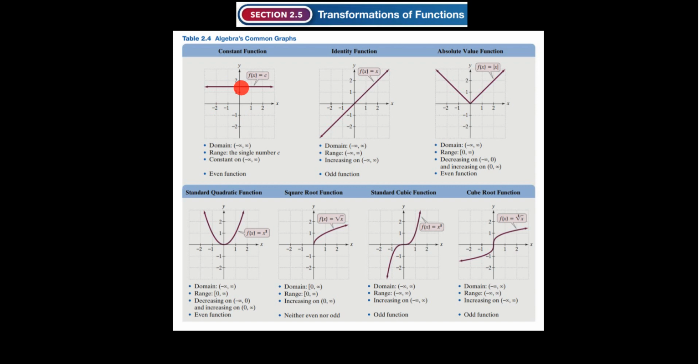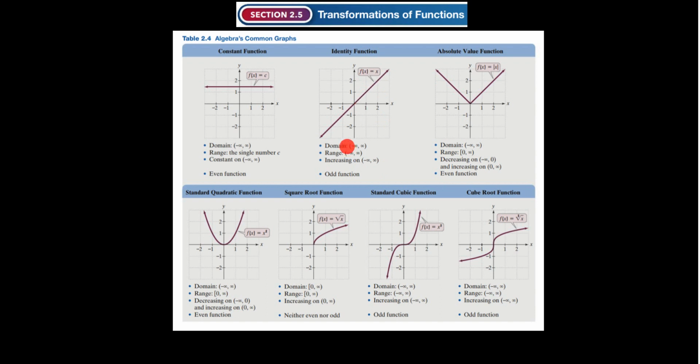The identity function is f of x equal to x, and it's just a slanted line like so. We're going to come back to the identity function later when we start talking about inverse functions. All of these need to be memorized. Every one of these has to be memorized, so get to it, right?